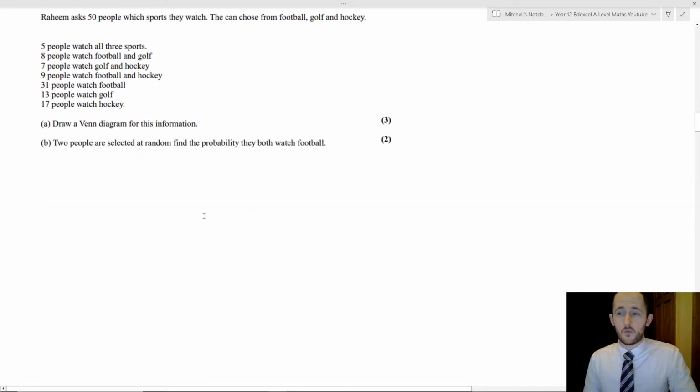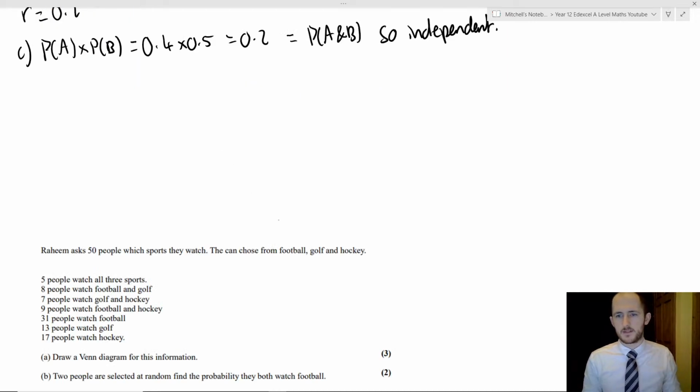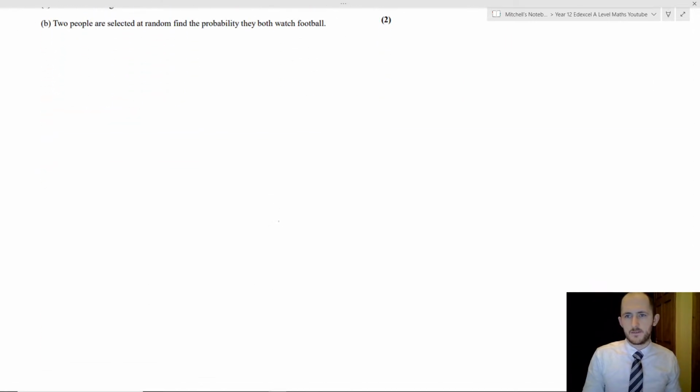So now we have to actually draw our own Venn diagrams, and to be honest, it's not the most tricky thing to do, but people do tend to make mistakes with them. There are 3 sports: football, golf and hockey. So I'm just going to draw out 3 circles. Actually, I'll make them a bit bigger to make them a bit nicer looking.